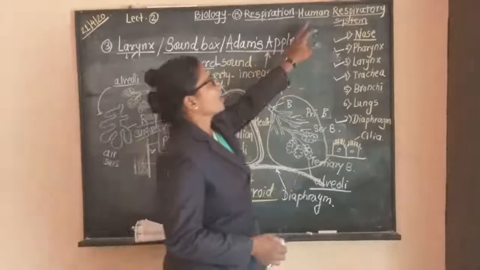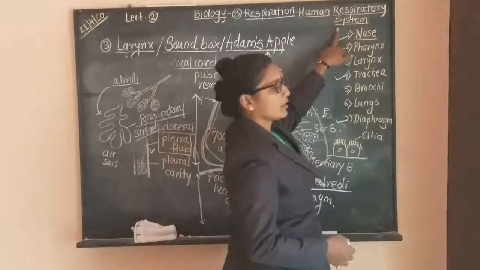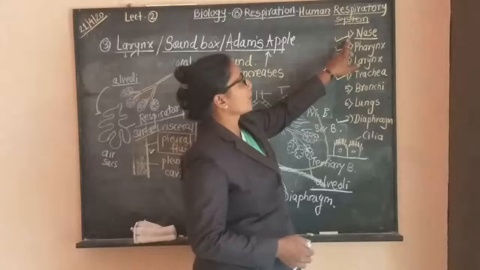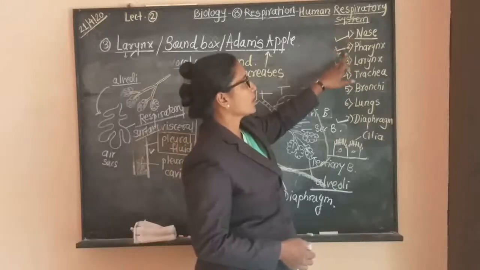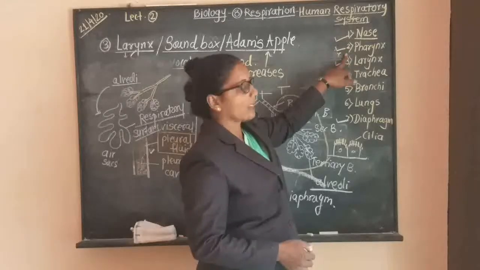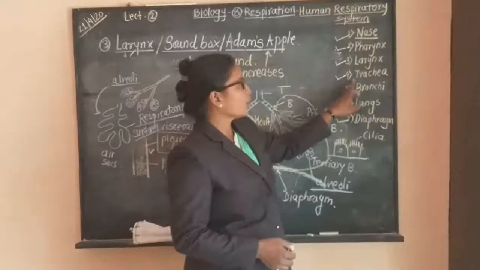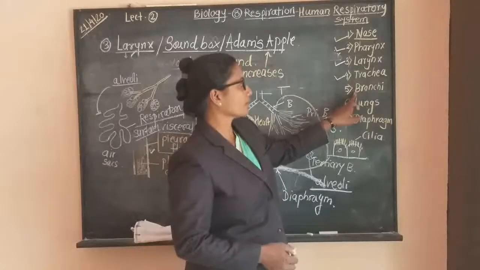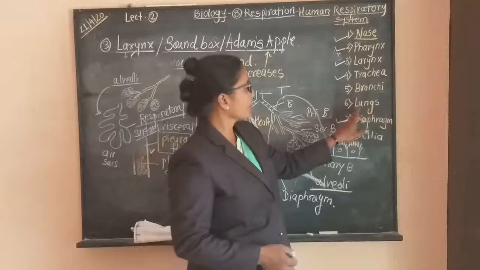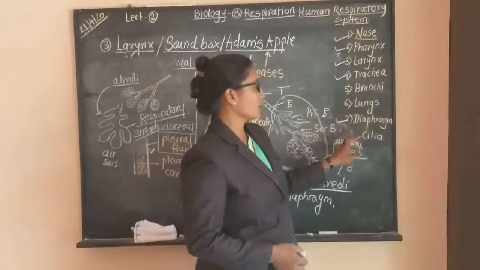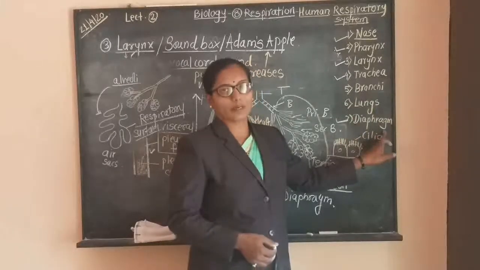In this lecture we studied the human respiratory system. First, it consists of the nose. Secondly, the pharynx. Third, the larynx. Fourth, the trachea. Fifth, the bronchi. Sixth, the lungs. Seventh is the diaphragm.